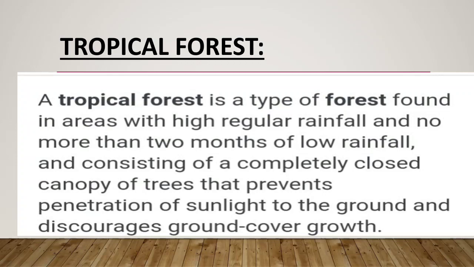Next, we have the tropical forest. A tropical forest is a type of forest found in areas with high regular rainfall and no more than 2 months of low rainfall, consisting of a completely closed canopy of trees that prevents penetration of sunlight to the ground and discourages ground cover growth. So tropical forests are areas where we find regular, daily rainfall, which helps increase the growth of the plants.